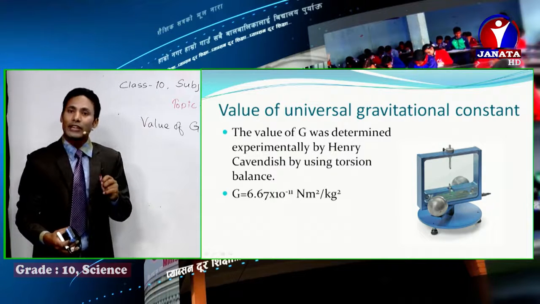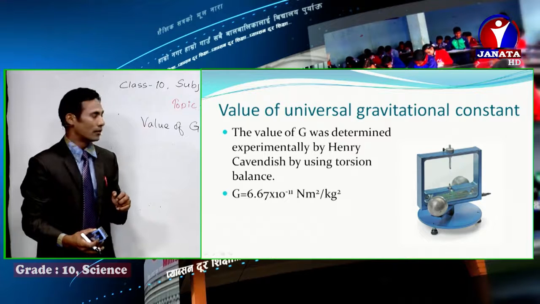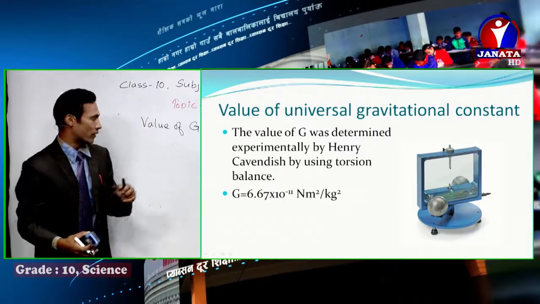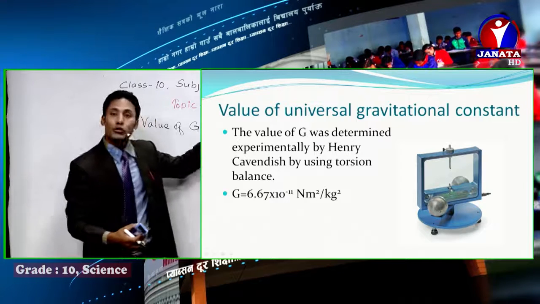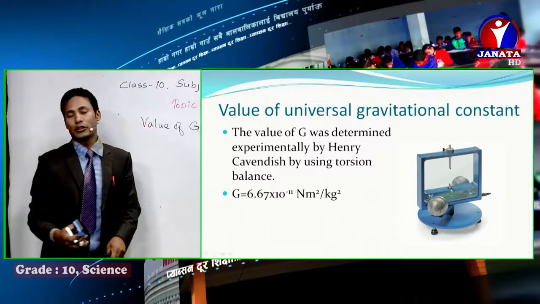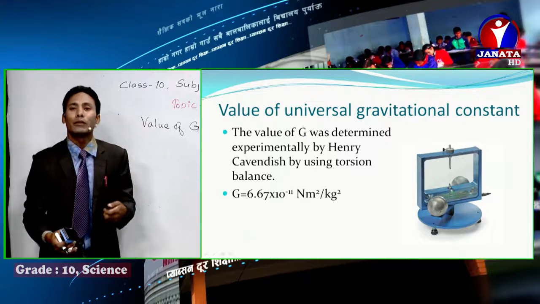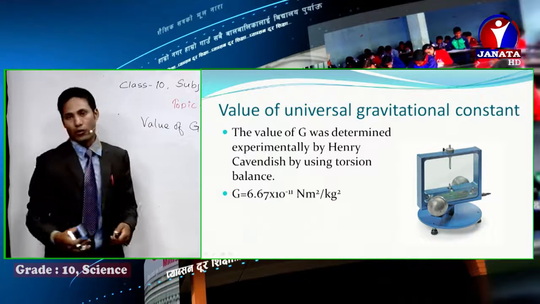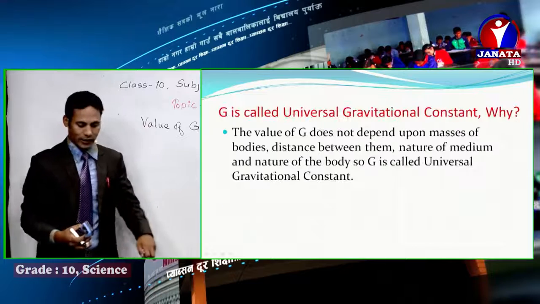And this is a very small force found on the earth. This value is very small. Due to this smaller value, the gravitational force is the minimal force found on the earth. Okay, so this is the value.